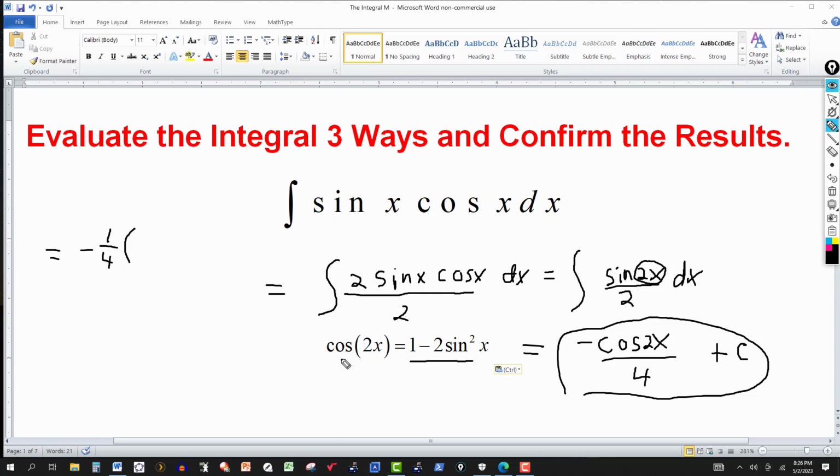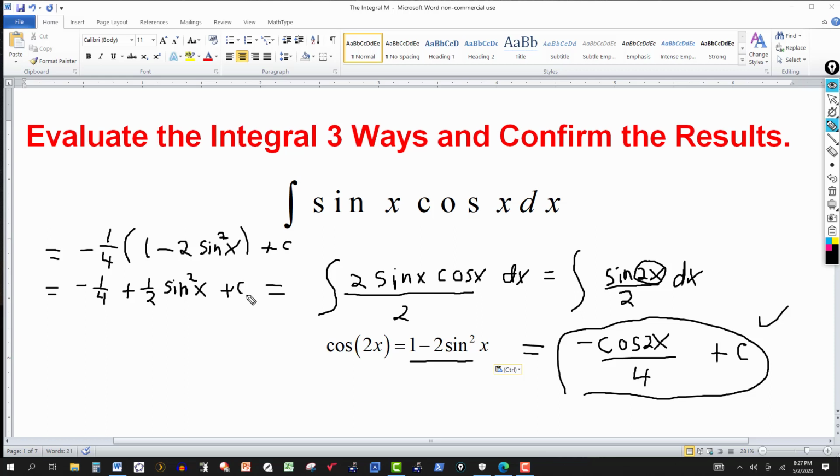So I'm using this identity that cosine of 2x is the same thing as 1 minus 2 sine squared of just the single angle x. And then if I distribute here, minus 1/4 times 1 is minus 1/4. And I still have my constant of integration here. I'm just rewriting the answer. This right here. Then minus 1/4 times a minus 2 is a plus 1/2 sine squared x plus, again, my constant of integration.